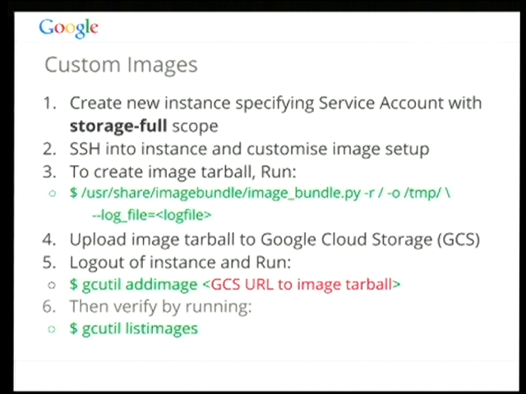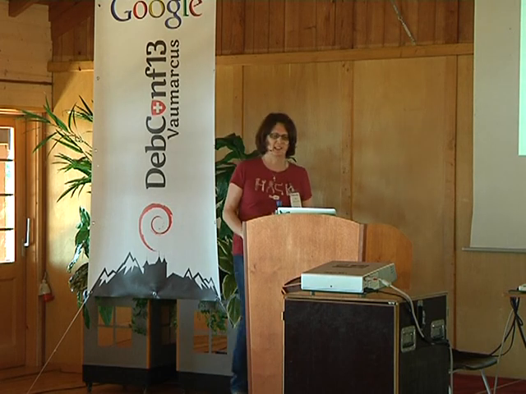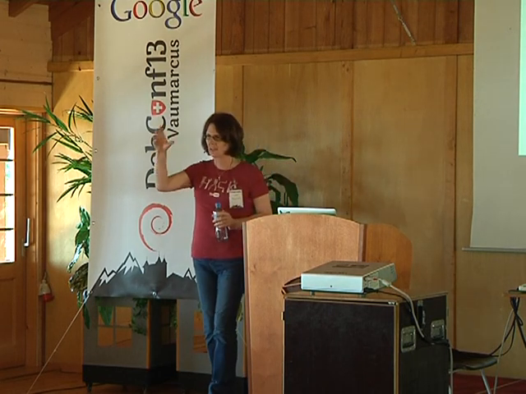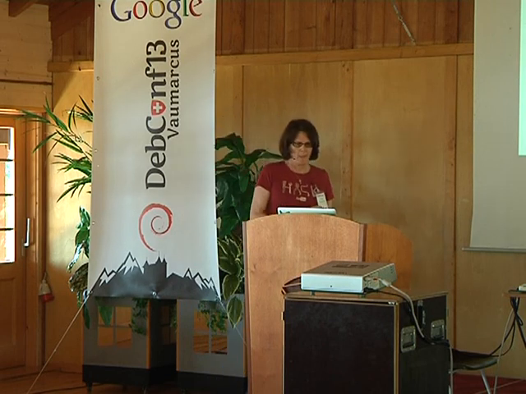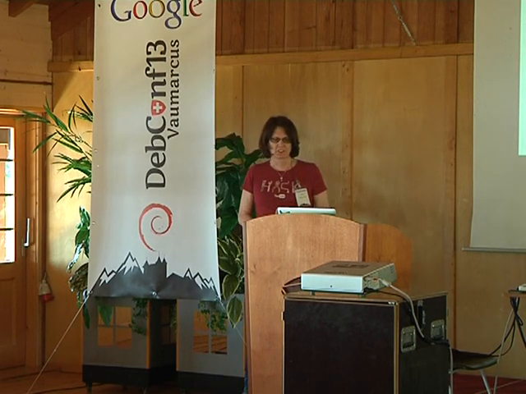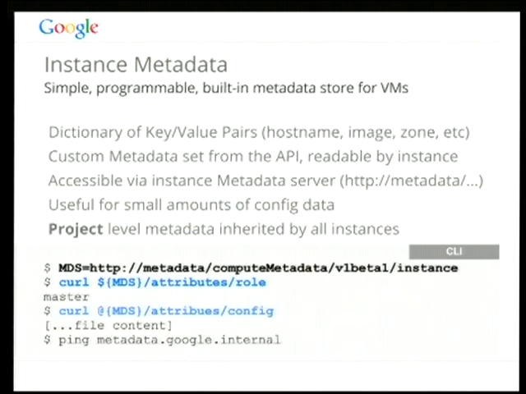Projects are basically the housing of all of the resources that you create. So when you create virtual machines and networks and such like, you do them at the project level, and they're kind of isolated. You can't share these resources between projects. And then once you've done that, the image should now be added to the list of images that are available for you to build instances with, and you can do GCUtil list images to see the images that you have, and it should be there. And we'll have a look at that in the demo.